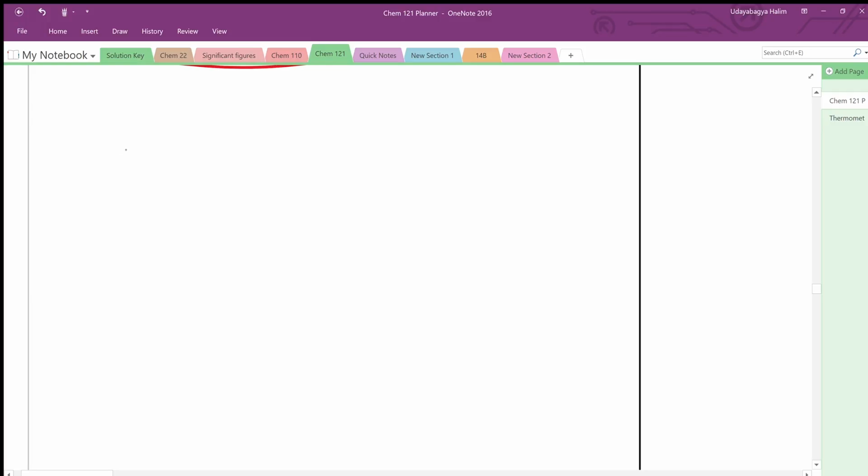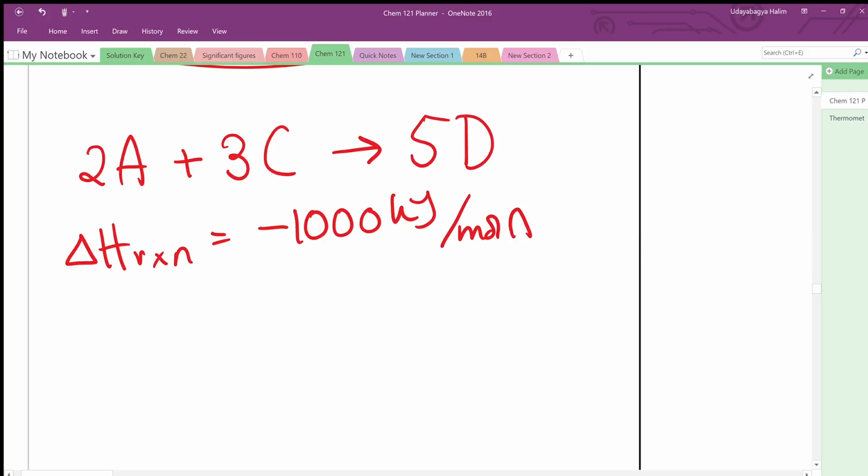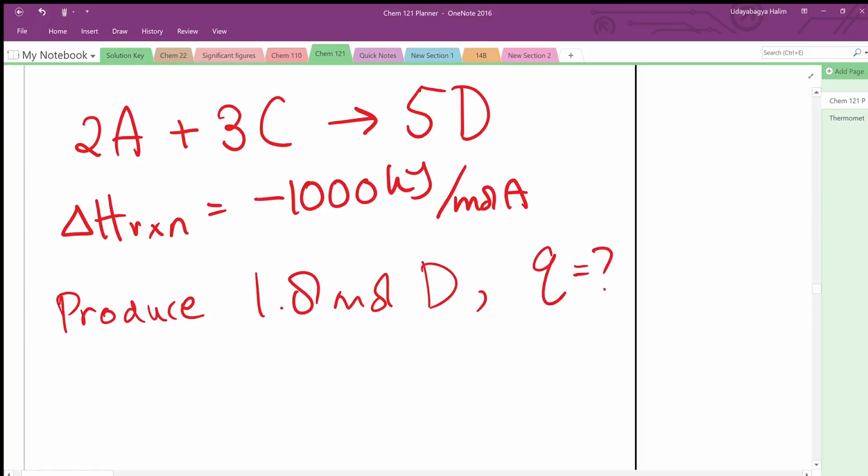Now, where does the mole ratio become a thing of interest? I gave a couple of, or at least one of you, an example that looks like this. So suppose that 2A plus 3C turns into 5D. And suppose that I know the delta H of reaction is going to be negative 1,000 kilojoules per mole of A, right? But this is now written per mole of A. So that's where the formalism becomes useful. So suppose that I produce 1.8 moles of D. What is the amount of heat that is being released in this particular reaction?